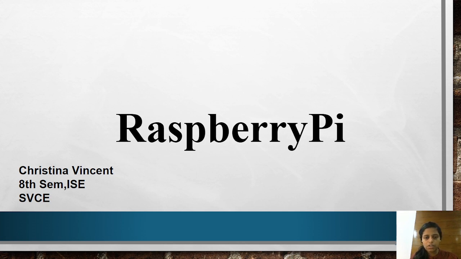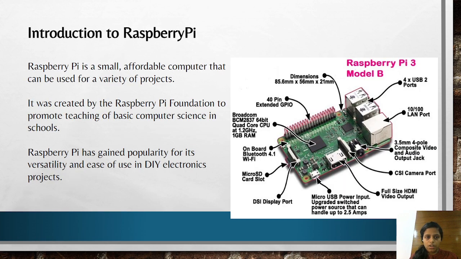So let's get into the introduction of what a Raspberry Pi really is. Raspberry Pi is a small, affordable computer that can be used for a variety of projects. It also comes with an operating system, Raspberry Pi OS, a modified version of Linux. It was created by the Raspberry Pi Foundation to promote teaching of basic computer science in schools. And Raspberry Pi has gained popularity for its versatility and ease of use in DIY electronics projects. DIY means do it yourself electronic projects.